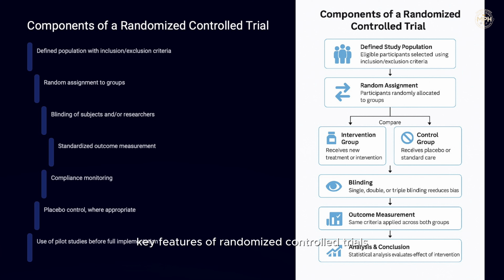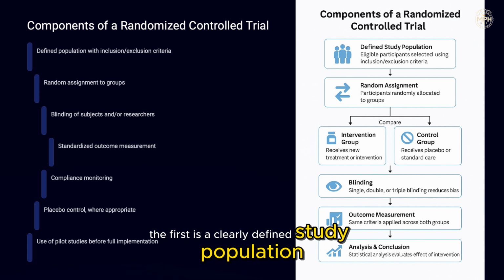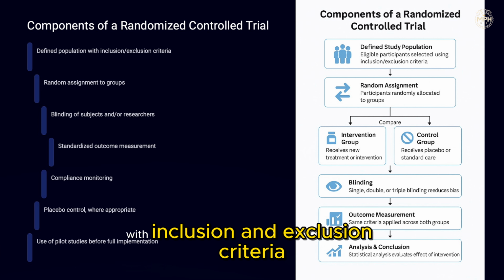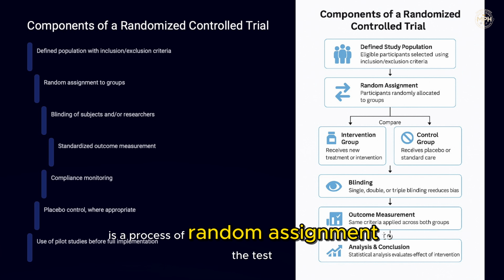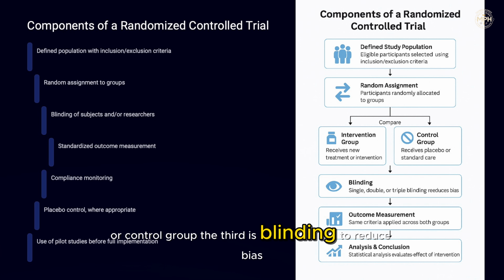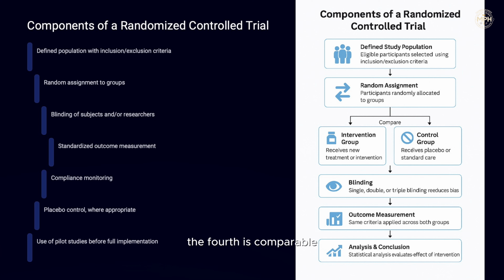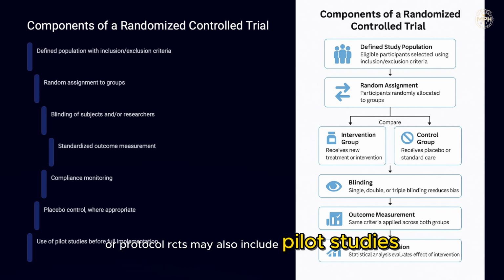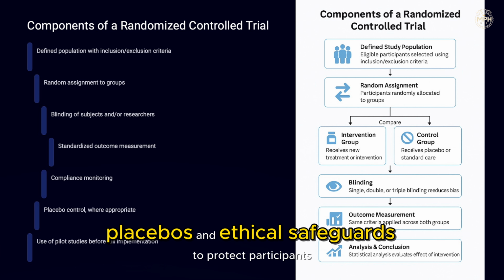Key features of randomized controlled trials. A high-quality RCT has several important components. The first is a clearly defined study population with inclusion and exclusion criteria. The second is a process of random assignment to the test or control group. The third is blinding to reduce bias. The fourth is comparable measurement of outcomes between groups. The fifth is compliance, meaning participants adhere to the assigned treatment or protocol. RCTs may also include pilot studies, placebos, and ethical safeguards to protect participants.